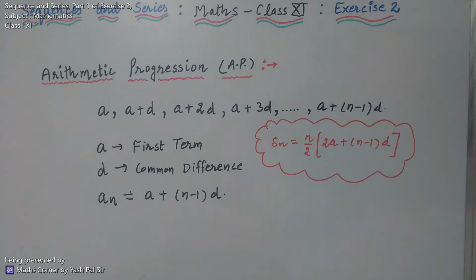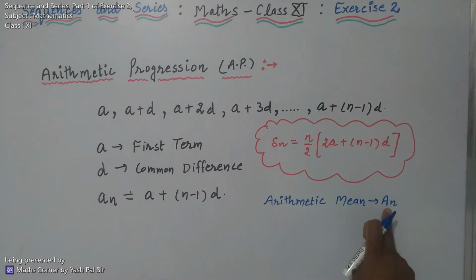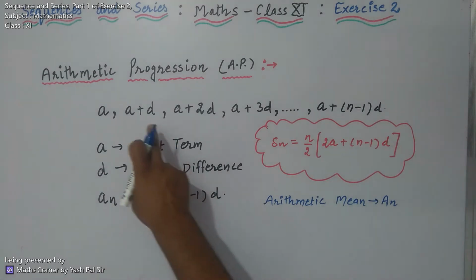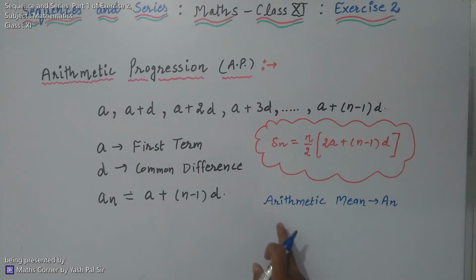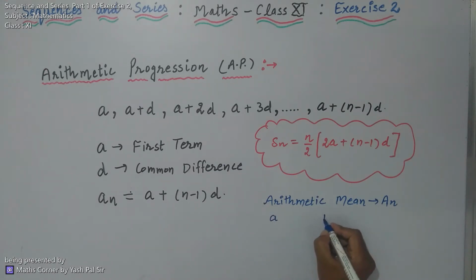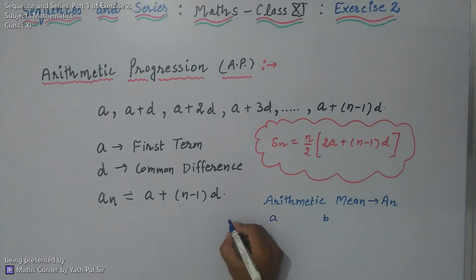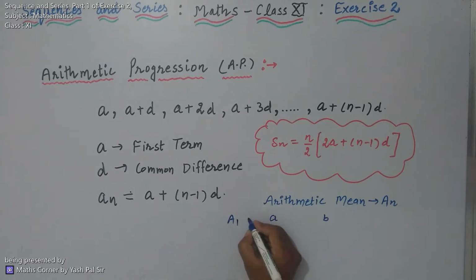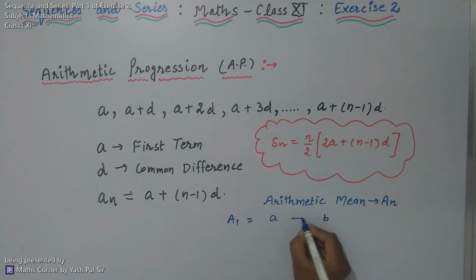Similarly, we have the arithmetic mean between two terms. If we want to insert one arithmetic mean between two terms, suppose A is the first term and B is the last term, then the arithmetic mean is equal to A plus B divided by 2, right?